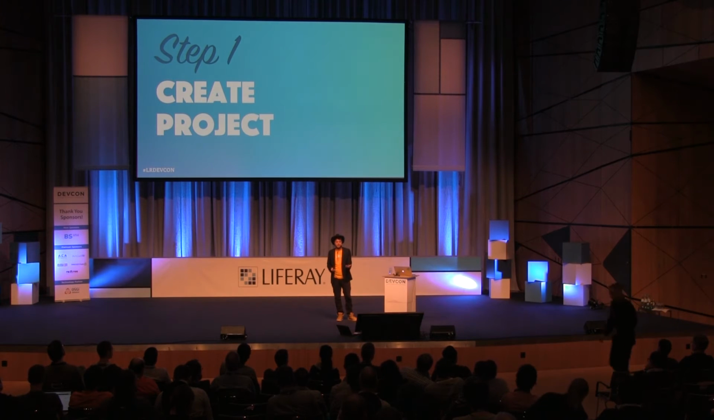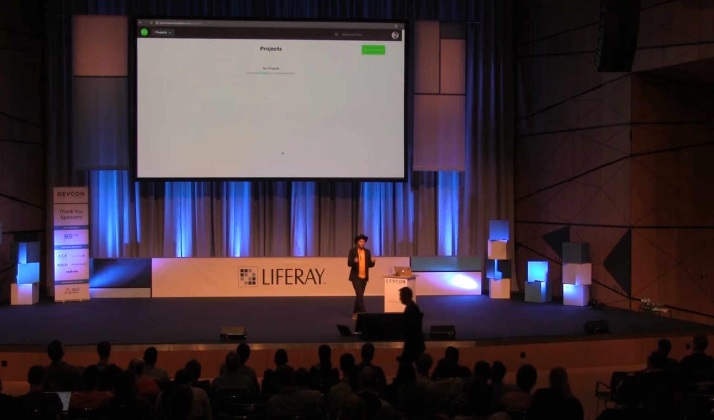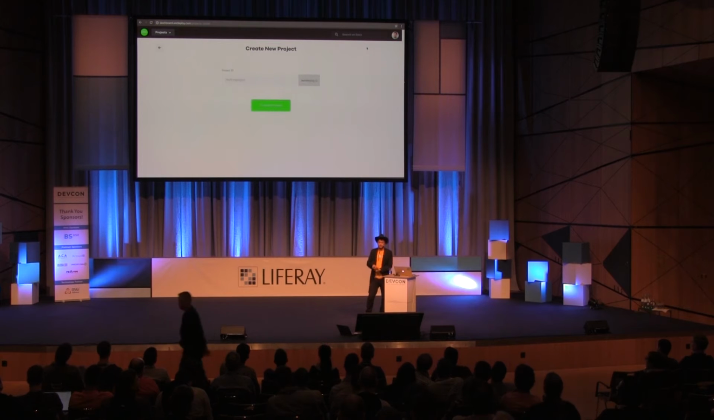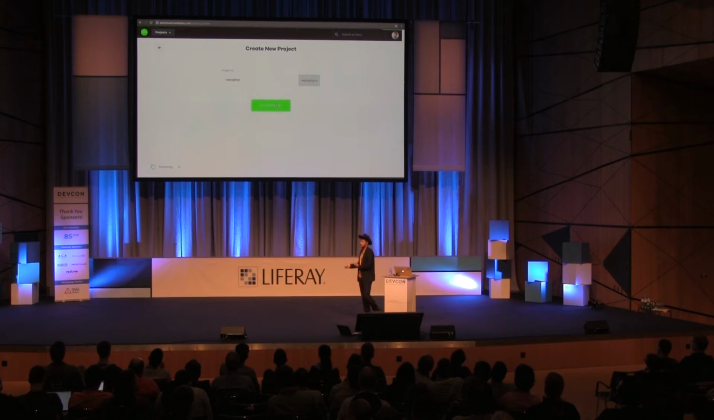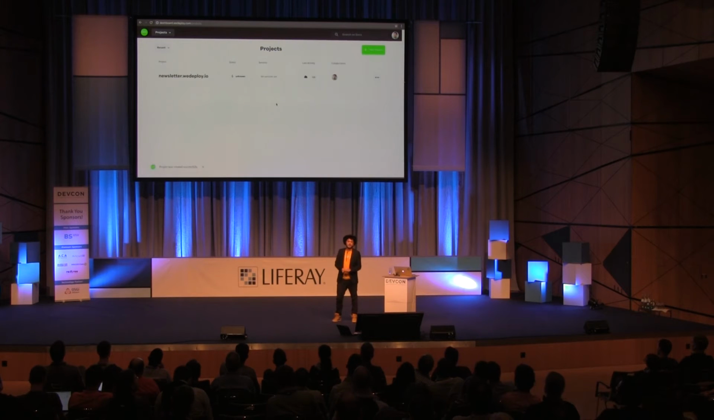Step one is to create a project. So we can go there. We can just define some name for this project. In this case, it's going to be newsletter. So I'm defining this newsletter project, and that's it. Now I have this namespace, but it's empty. There's nothing there. Newsletter.wedeploy.io. We give you this domain, but there's nothing there.